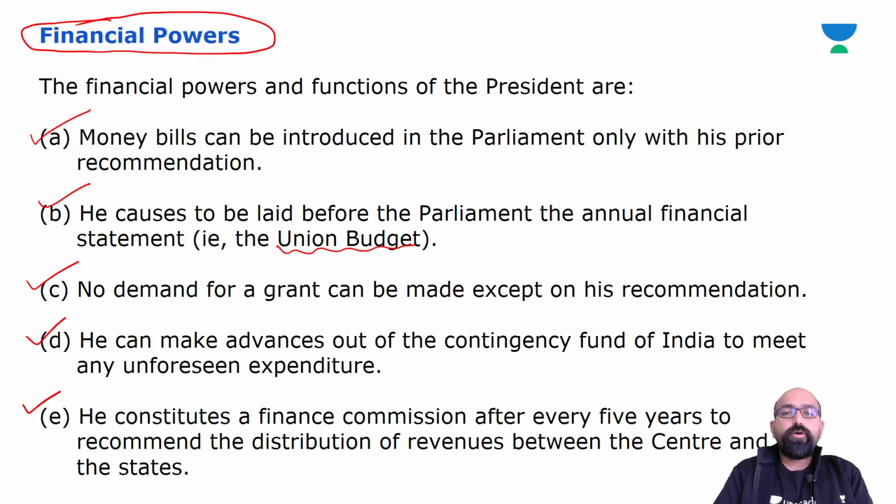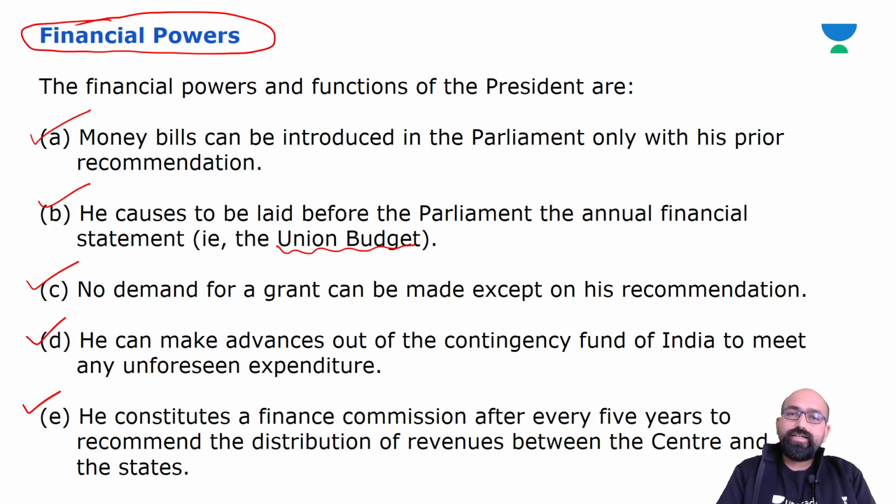If we are talking about financial powers of the president, all money bills can be introduced in the parliament only after the prior recommendation of the president. Then he causes to be laid before the parliament the annual statement, that is the union budget. No demand for a grant can be made except on his recommendation, and he can make advances out of the contingency fund of India to meet any unforeseen expenditure.